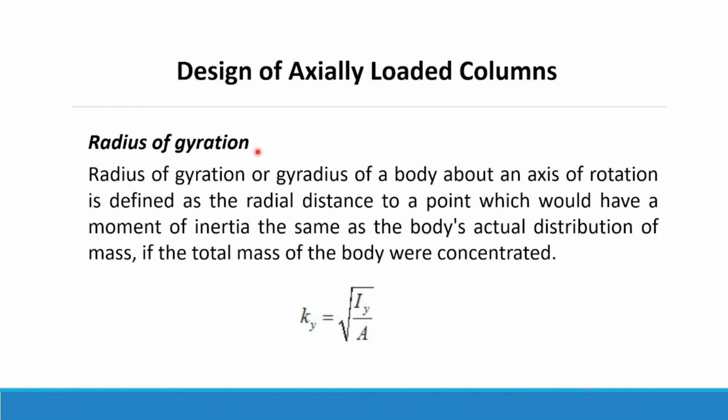And radius of gyration. Radius of gyration, or gyradius of a body about an axis of rotation, is defined as the radial distance to a point which would have a moment of inertia the same as the body's actual distribution of mass if the total mass of the body were concentrated. And the formula for k sub y, the small k, is equal to the square root of I sub y all over A, the cross section of the column. And I sub y is the moment of inertia along the y-axis.